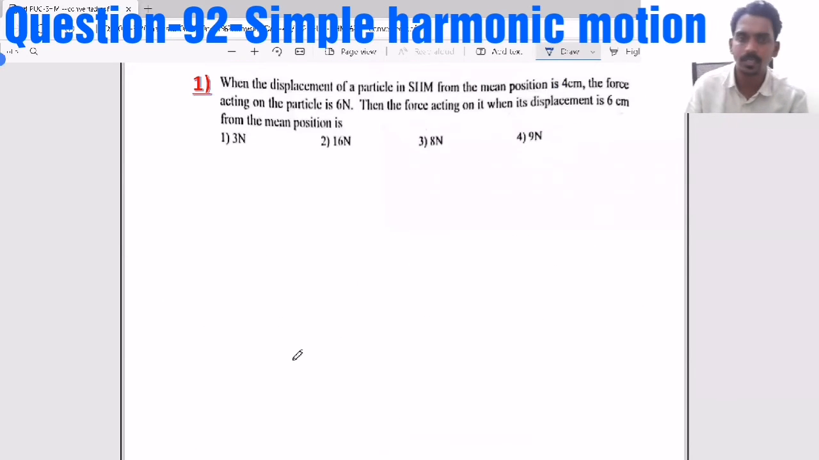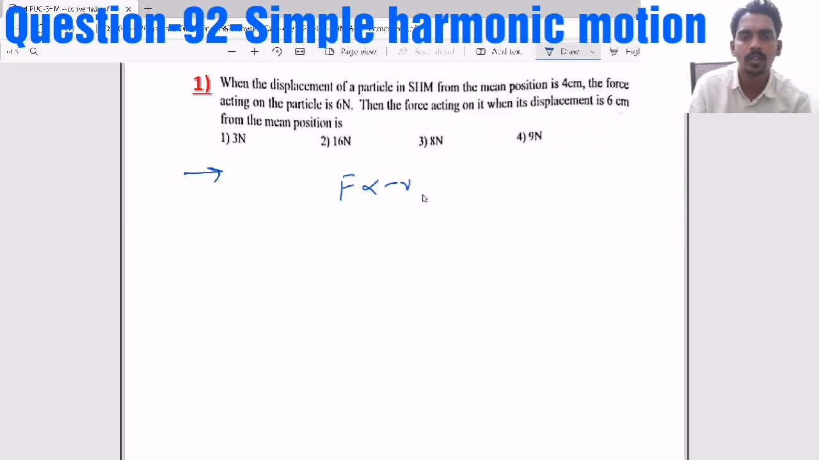Now let's see a few questions based on whatever we have written. Here, when the displacement of a particle in SHM from the mean position is 4 centimeter, the force acting on the particle is 6 Newton. Then the force acting on it when its displacement is 6 centimeter from the mean position?